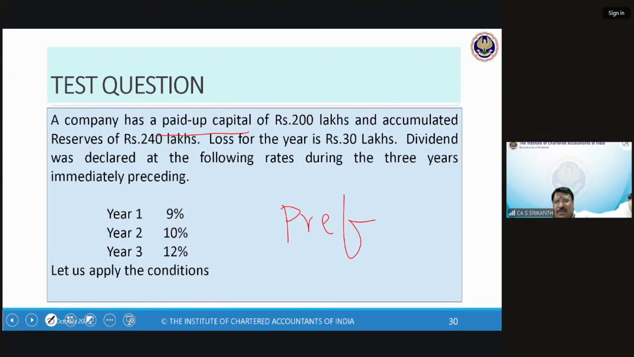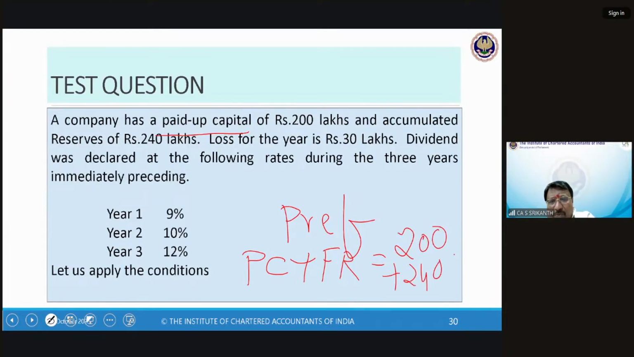These are small points you have to know, and this applies across the Act. Wherever the Act says PC plus FR, not only here but in buyback, 25% of paid up capital and free reserves, or 10% of paid up capital and free reserves, it includes preference capital. And accumulated reserves are free reserves; we assume that all reserves are free. So PC plus FR means paid up capital plus free reserves, equal to 200 plus 240, 440. We'll come to that a little later.